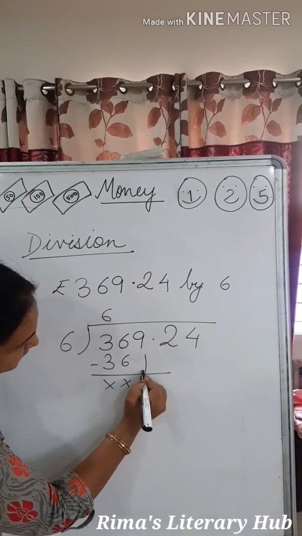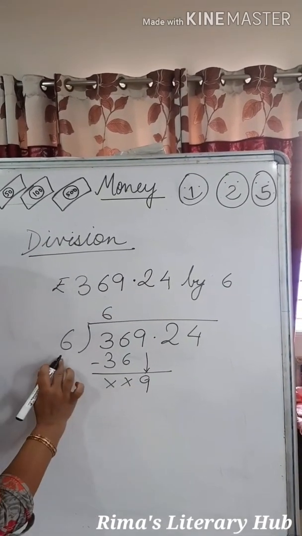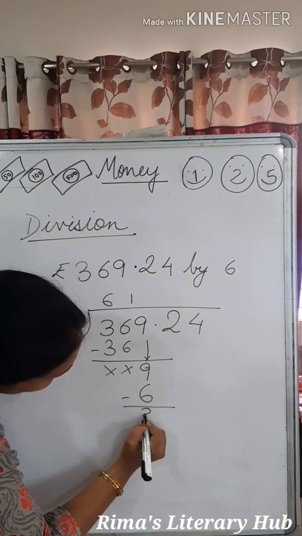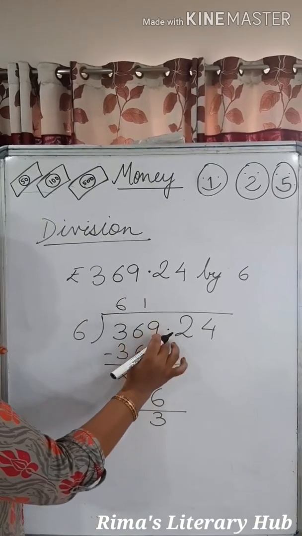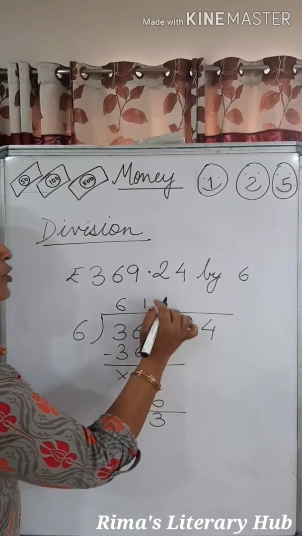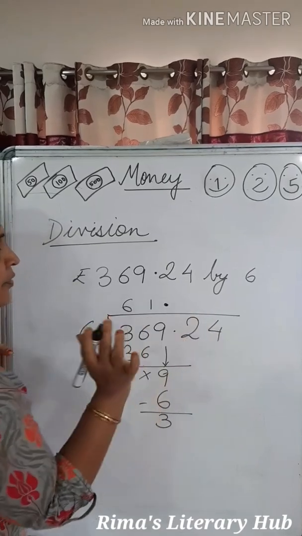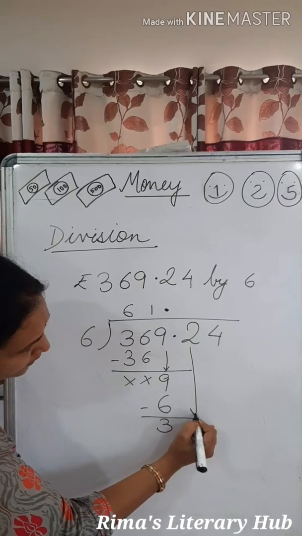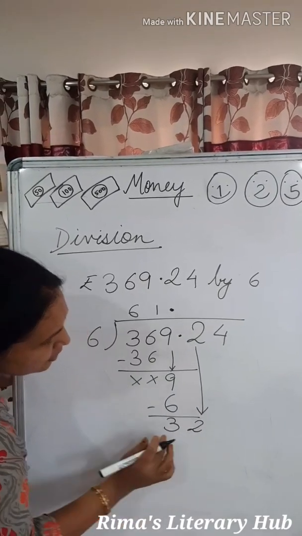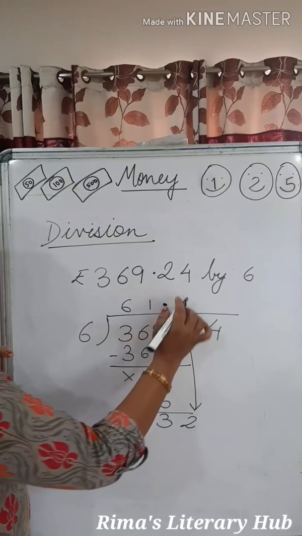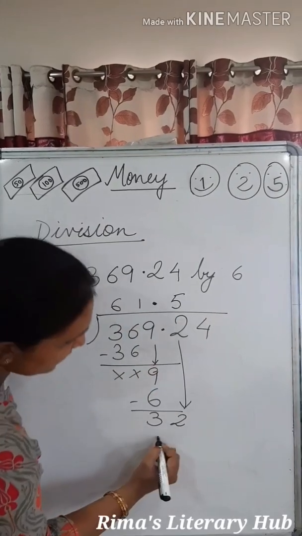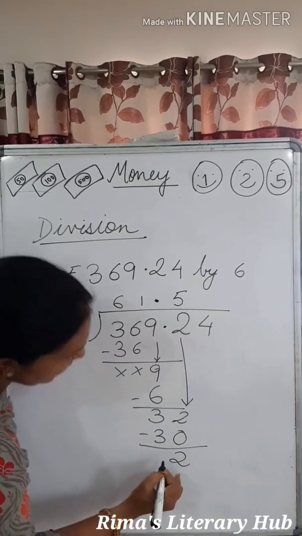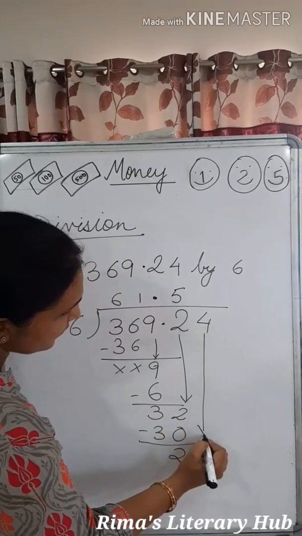Bring down the 9. 6 how many times? 1 time only it will go. 3. Now the point after 9, the next comes the point. So you put this point here. Without thinking about anything, bring this 2 down as you do in the normal division. It becomes 32. 6 how many times will it go? 6 5s are 30. My remainder 2.